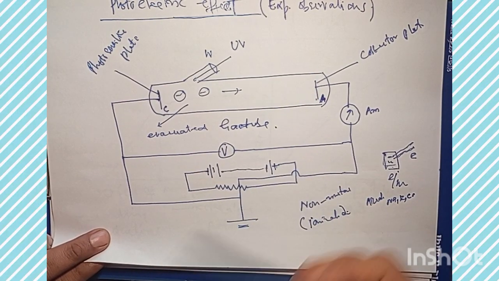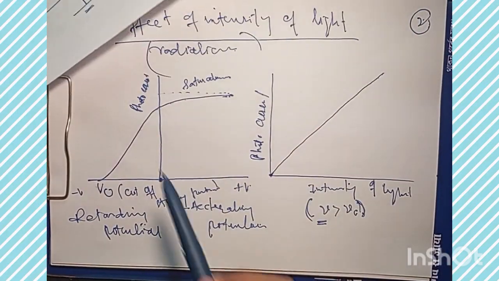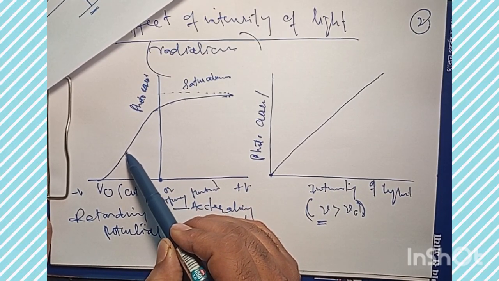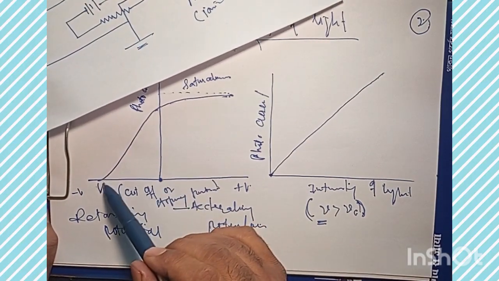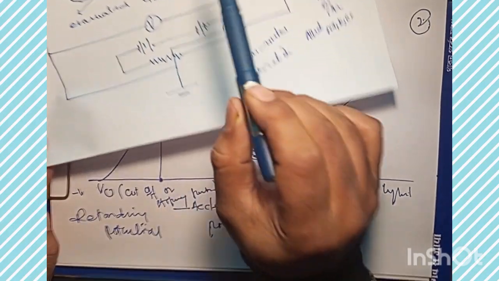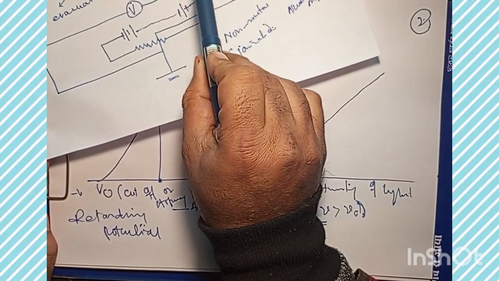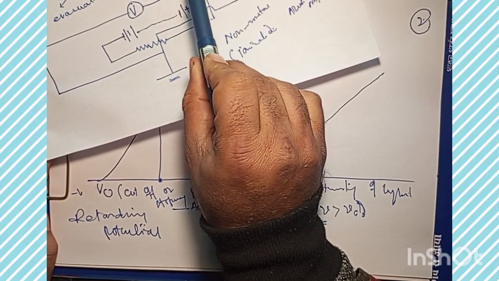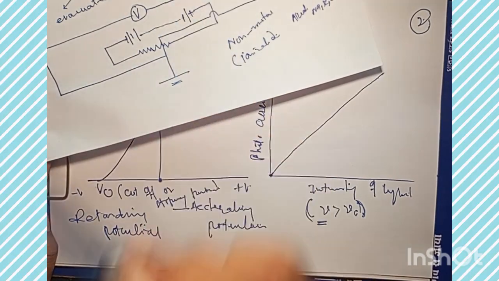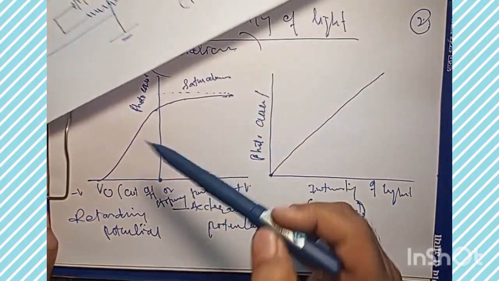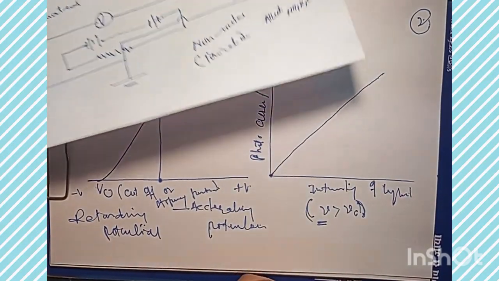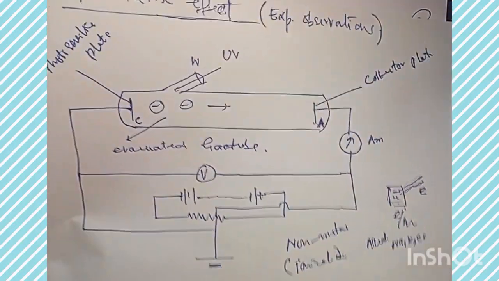So as we go on increasing this negative potential, there is still current, but this current is decreasing. And a stage comes where we have enough reverse potential applied across this tube that no electron is able to hit this plate. That is the potential at which we find no photoelectric current. We call that potential the cutoff potential. So this is the concept of cutoff potential.